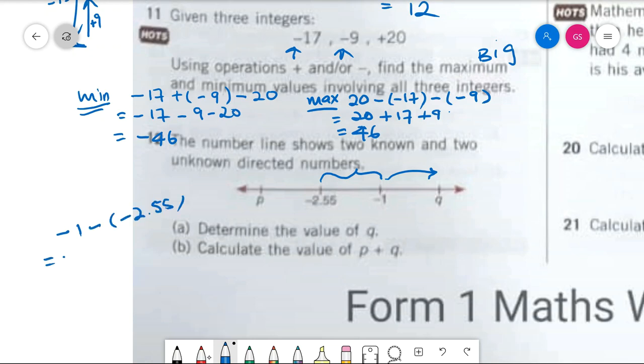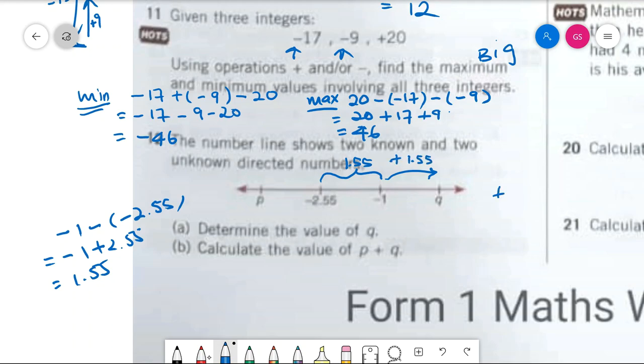Okay, you will get what? Negative 1 plus 2.55. What will you get? You will get 1.55. So you know that the gap here is a 1.55 difference. So when you're going to the right now, from negative 1 to Q, it is plus or minus 1.55. Do you know why plus or not?